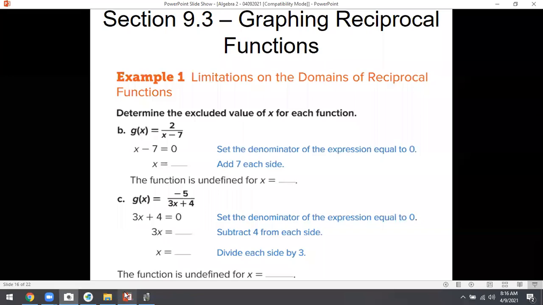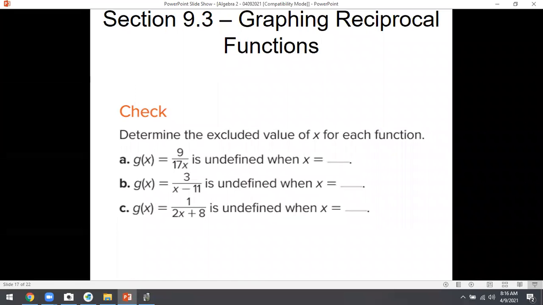Let's see what other examples they got for us today. Let's just see if you know when things are undefined. When does the bottom equal 0? So here's a few functions. A is 9/17x. The bottom is 17x. When does 17x equal 0? And don't tell me it's 17. 17 times x is 0 when x is 0, so this is undefined at 0. A lot of times kids will see that 17 and just say, oh, 17. Nope. 17 times 0 is 0, so you're right. The undefined value is when x is 0.